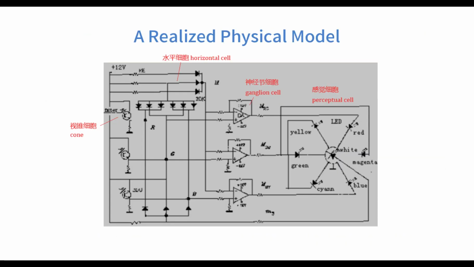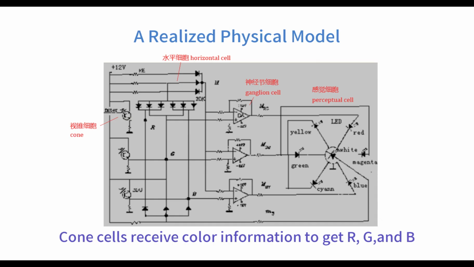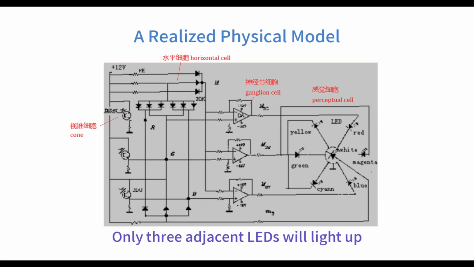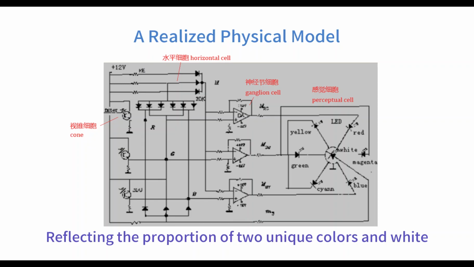A realized physical model. Cone cells receive color information to get R, G, and B. Ganglion cells output three pairs of complementary colors. Only three adjacent LEDs will light up, reflecting the proportion of two unique colors and white.